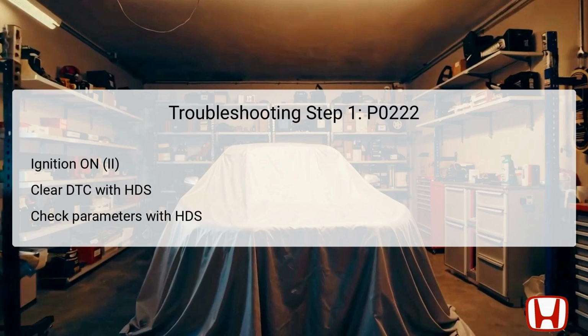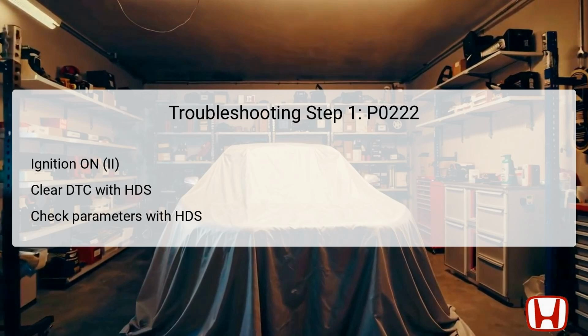In troubleshooting step 1 for DTC P0222, you will start by turning the ignition switch to the on mode, which is the second position. The next action involves clearing the DTC using the Honda Diagnostic System, HDS, which prepares the system for new test conditions.